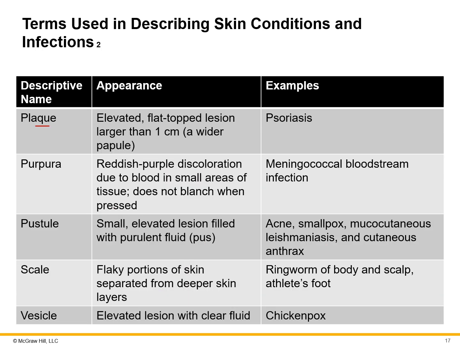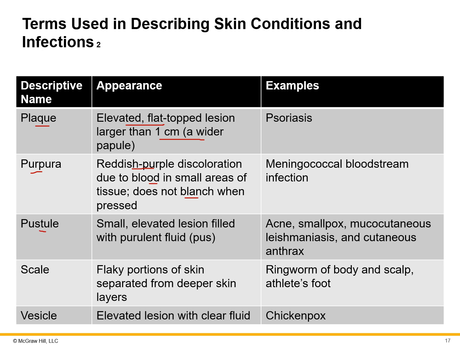A plaque is an elevated, flat-topped lesion, but it's just larger than the papule, which is the only difference. So it's still solid, like plaque psoriasis, which you'll hear about in advertising on TV. So again, just a larger area, but it's a solid, slightly elevated lesion. The purpura that we mentioned is a reddish purple discoloration due to blood in the area. But it doesn't blanch when you push on it, meaning it doesn't turn white when you push on it. So it stays red the whole time.